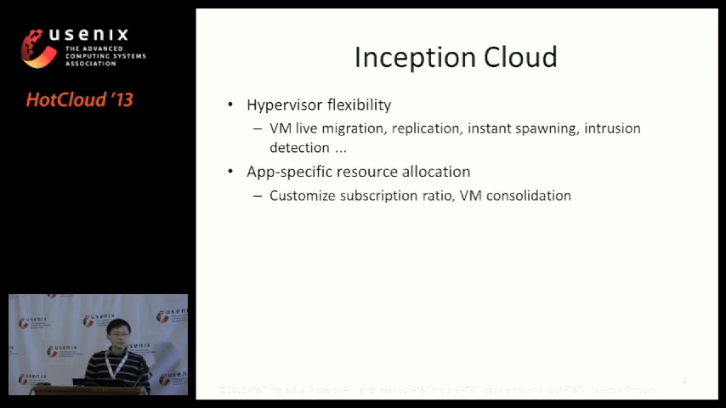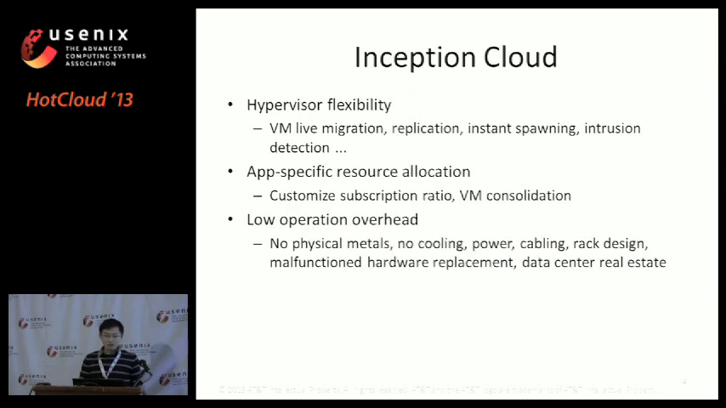And in addition, you can do other fancy things like application-specific resource allocation by, for example, customizing subscription ratios. For example, you can lower this ratio between VMs and underlying hosts, such that your VMs can better serve performance-critical applications, or you can increase this ratio when most of your VMs are idling. You can consolidate your VMs onto fewer underlying hosts, such that you can reduce the cost of running a cloud. You can even do more.